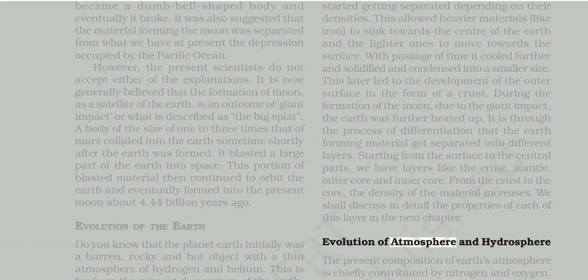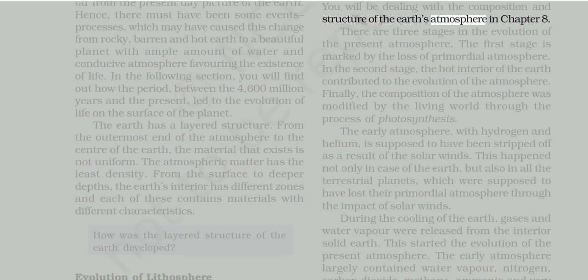Evolution of atmosphere and hydrosphere. The present composition of Earth's atmosphere is chiefly contributed by nitrogen and oxygen. You will be dealing with the composition and structure of the Earth's atmosphere in chapter 8. There are 3 stages in the evolution of the present atmosphere. The first stage is marked by the loss of primordial atmosphere. In the second stage, the hot interior of the Earth contributed to the evolution of the atmosphere. Finally, the composition of the atmosphere was modified by the living world through the process of photosynthesis.